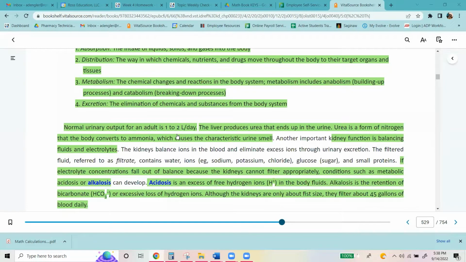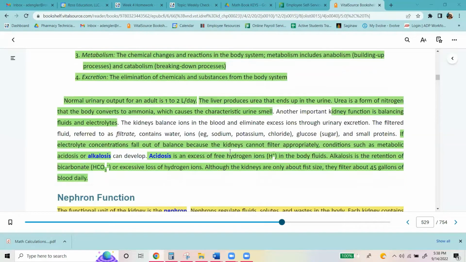Normal urinary output for an adult is 1 to 2 liters a day. The liver produces urea that ends up in the urine. Urea is a form of nitrogen that the body converts to ammonia, which causes the characteristic urine smell. Another important kidney function is balancing fluid and electrolytes.